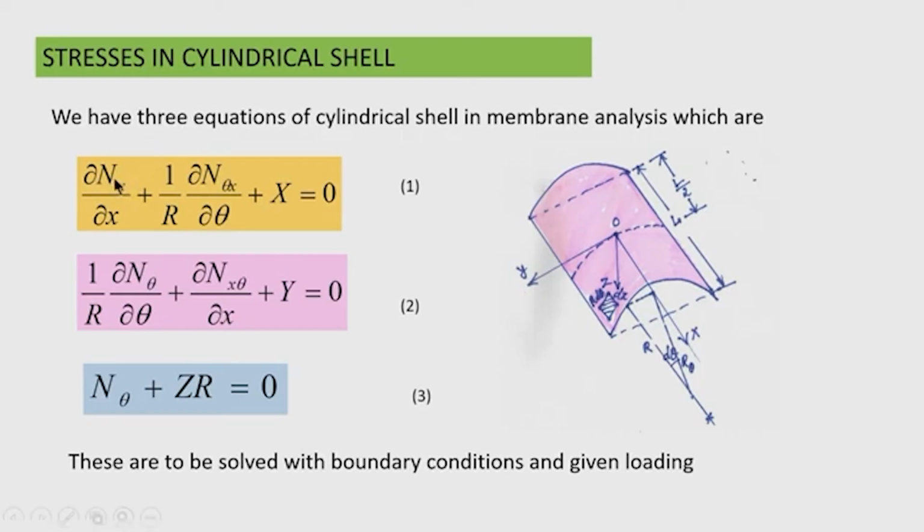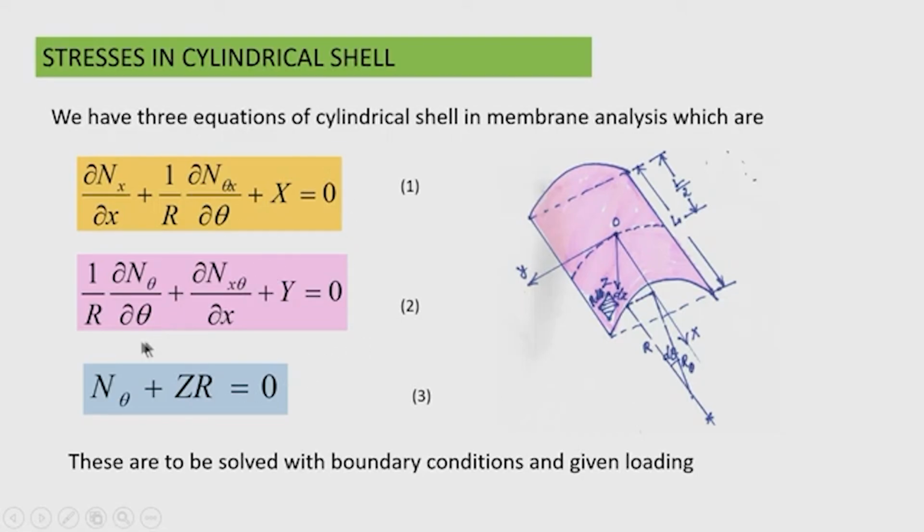You may note here that we are dealing with 3 unknown quantities. One is n x, the other is n theta, and the membrane shearing force n theta x, because the components of the load will be known from the given loading condition on the shell. Now, it is obvious that there are 3 equations and only 3 unknown quantities, so this problem of a cylindrical shell in membrane theory is a statically determinate problem.